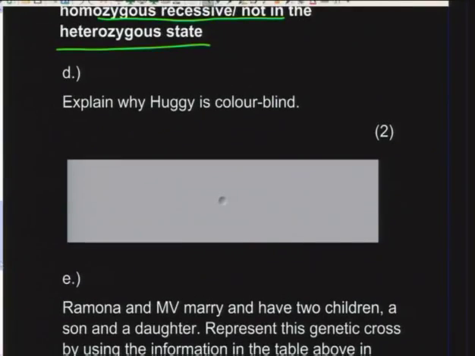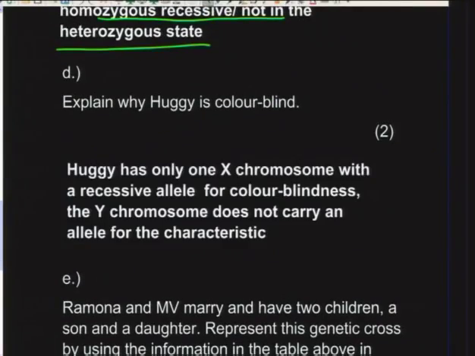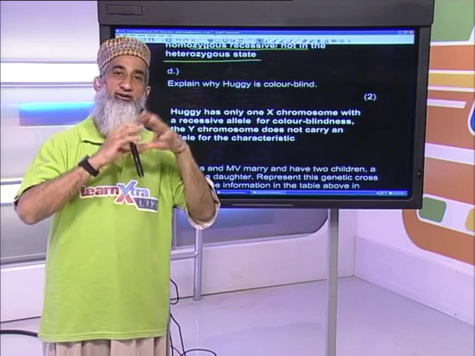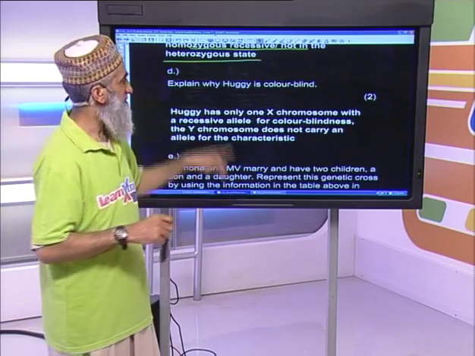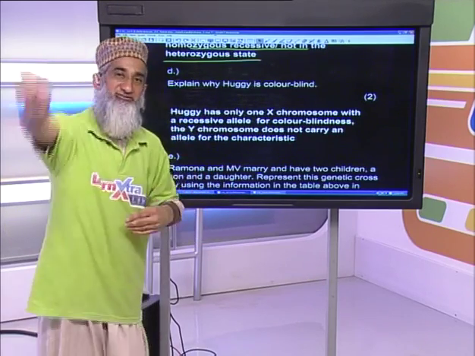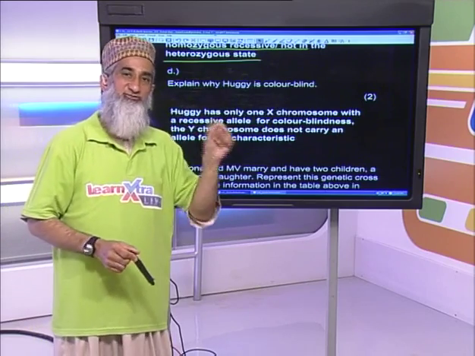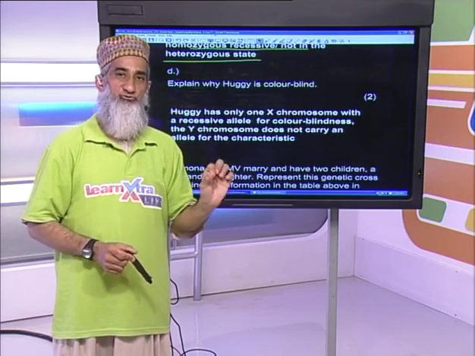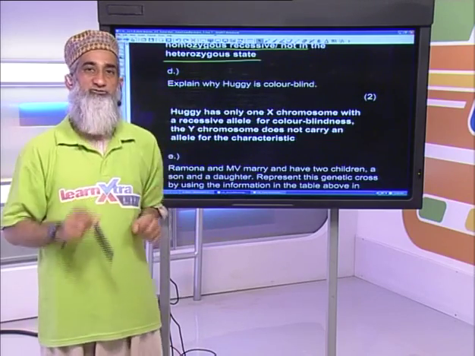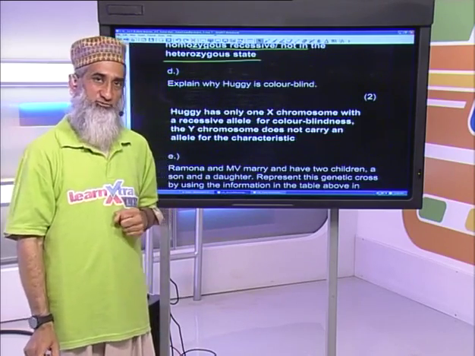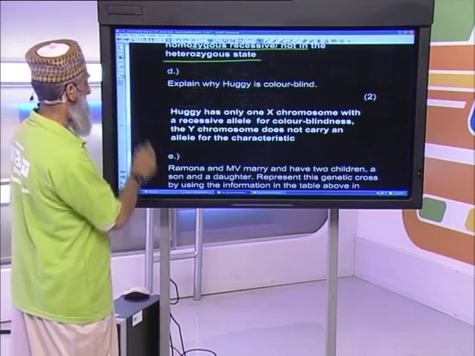The reason is because Hagi has only one X chromosome, and this colorblind gene is carried on the X chromosome. It's not carried on the Y chromosome. They say the Y chromosome is too small to carry too many genes, so very few genes are carried on the Y chromosome. So in his case, there is nothing else to counteract that small b that he has on the X chromosome. The Y chromosome is not going to help in this regard. So the minute he has even one small b on the X chromosome, he would be colorblind.